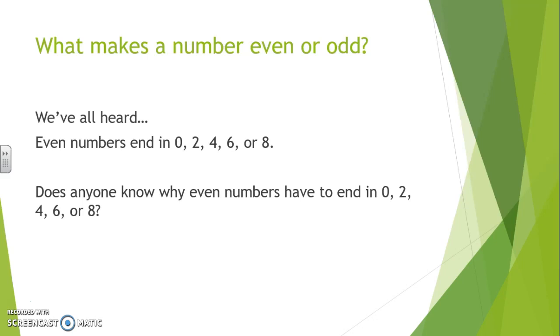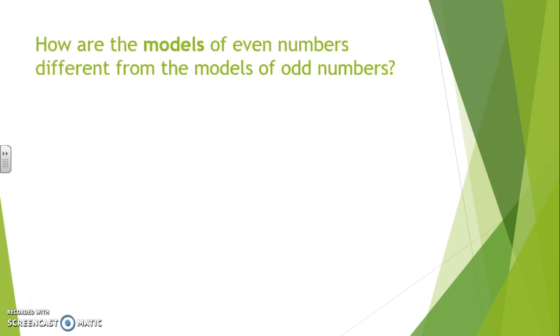Okay, what makes a number even or odd? We've all heard even numbers end in 0, 2, 4, 6, or 8. But does anyone know why even numbers have to end in 0, 2, 4, 6, or 8? So we're looking for the why behind that. We've always heard that, but why?